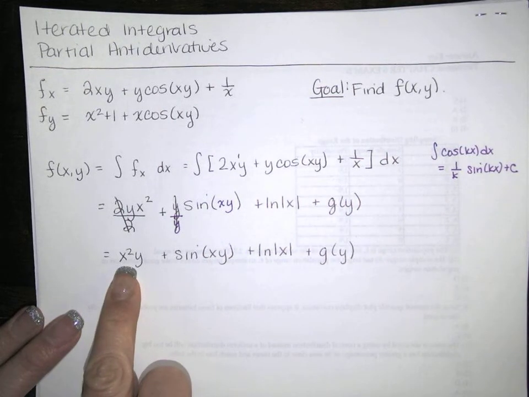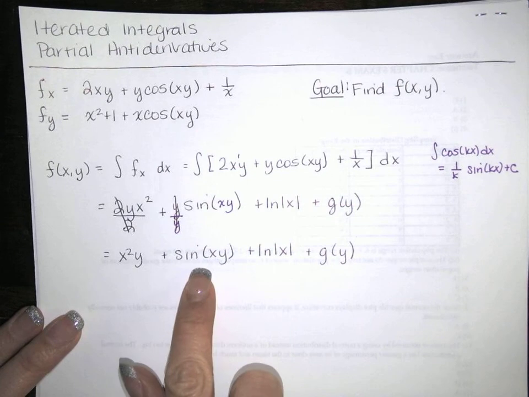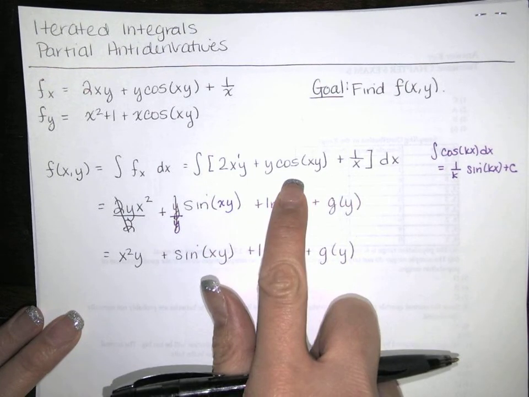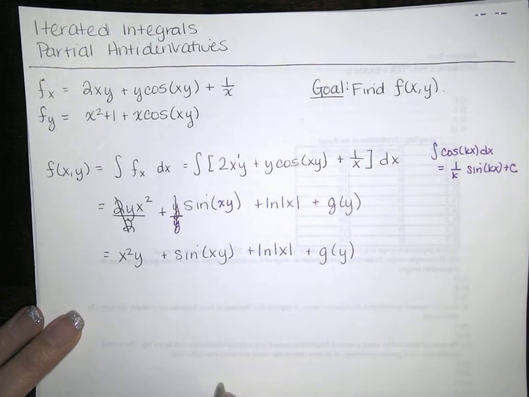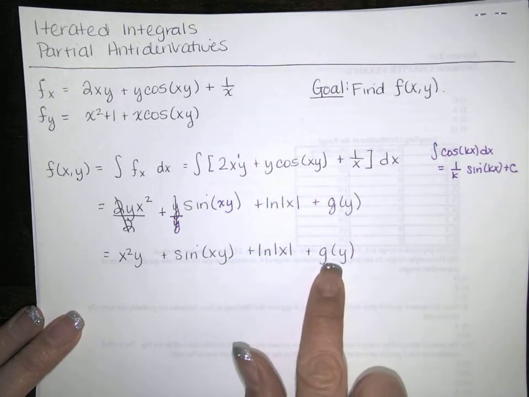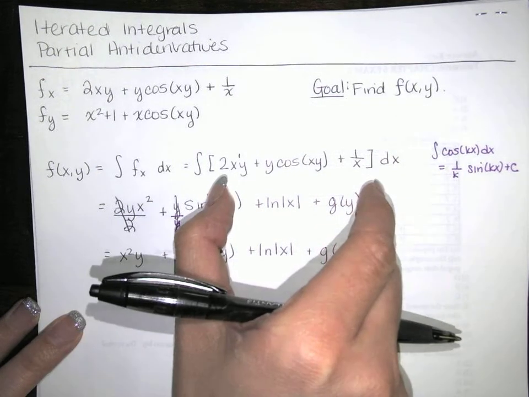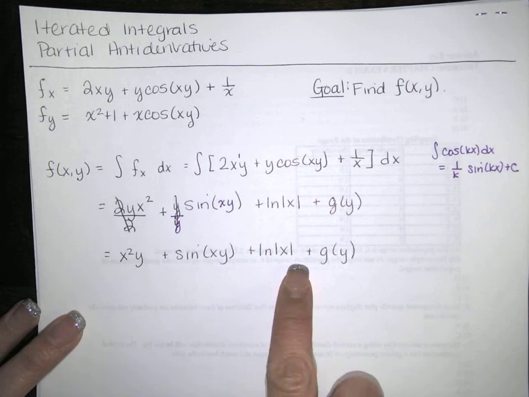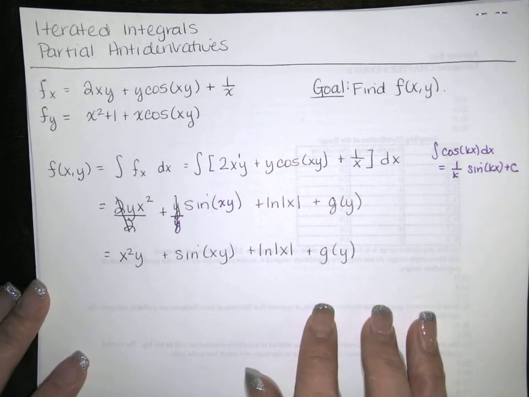The derivative of that part with respect to x is 2xy. The derivative of that part with respect to x is y cosine of xy. The derivative of natural log of the absolute value of x is 1 over x. And the derivative of g of y with respect to x is 0. So this is the antiderivative of this function with respect to x. See, it didn't give us f back. It gave us almost all of f, but there's this extra function of y that I don't know.